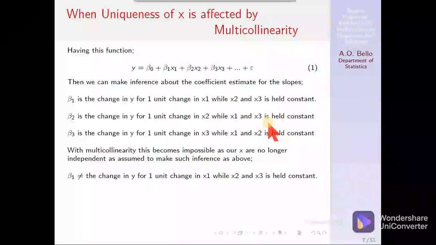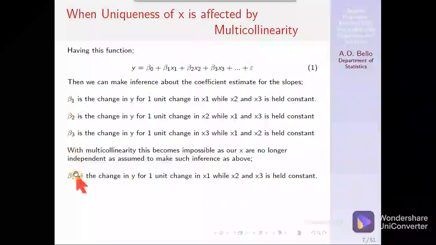But when we have the problem of multicollinearity, in a case where probably this x1, which is uniquely trying to explain this y, is correlated with either x2 or x3, probably it might even be correlated with both of them at the same time, then there becomes a problem. That means in us trying to make inference of this slope, there will be interference of either x2 or x3. We could even have interference of both x2 and x3, depending on what has happened between x1 and these remaining two variables. So this form of inference becomes difficult. So the uniqueness of x is being affected by a multicollinearity problem.